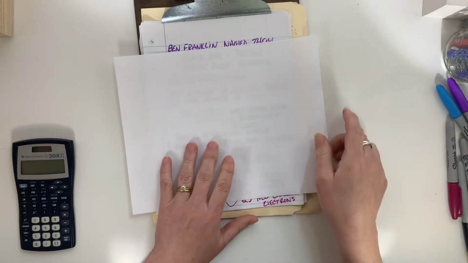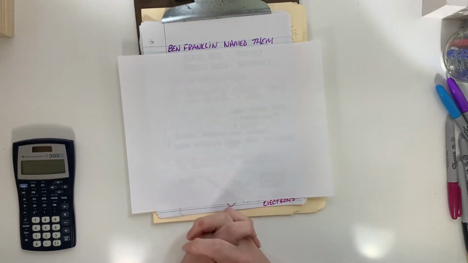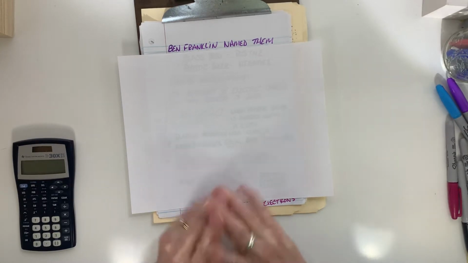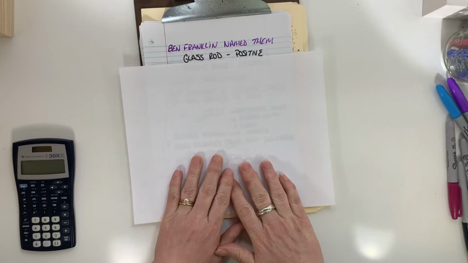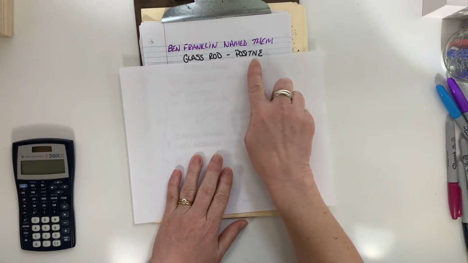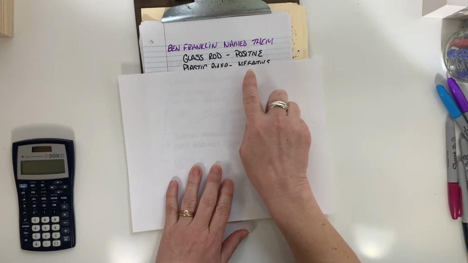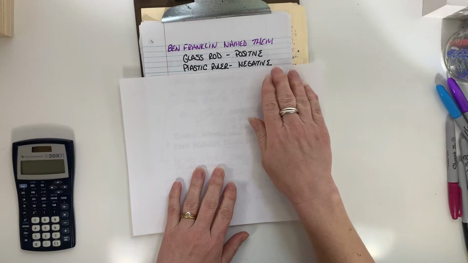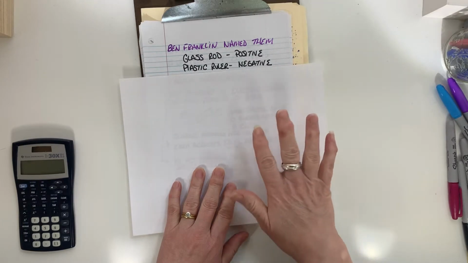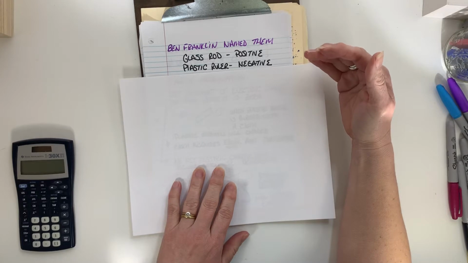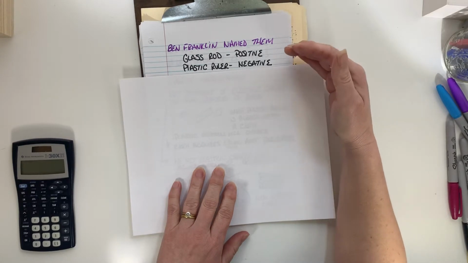Ben Franklin named the charges. The charges are arbitrary, but the names that he used are the names that we still use today. When you have a glass rod that's charged, he called that a positive charge. If you have something plastic, like a plastic ruler that's charged, that has a negative charge. And if something is positive, then it has a positive charge.